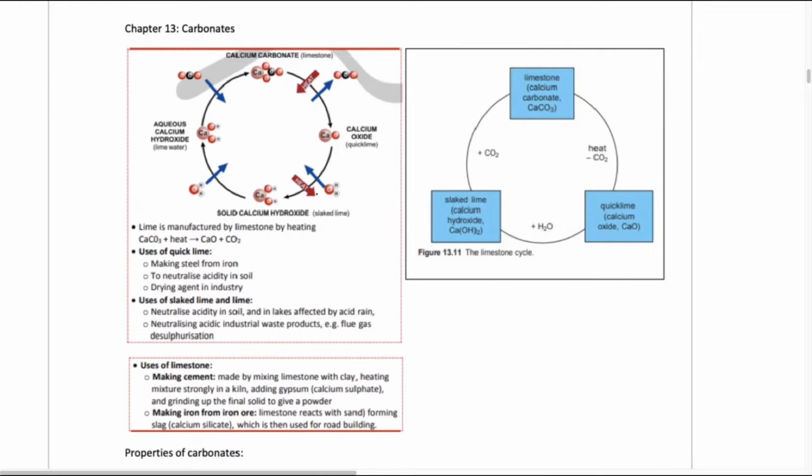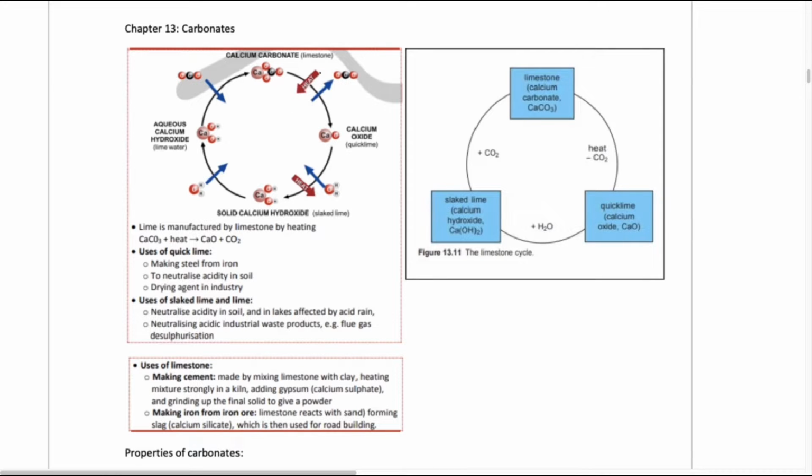Oh, this is not heating. This is adding water. Quicklime, add water to it. The heat is pointing outwards, meaning that it is releasing heat to the surrounding. So you add water to quicklime, then what you get is slaked lime.